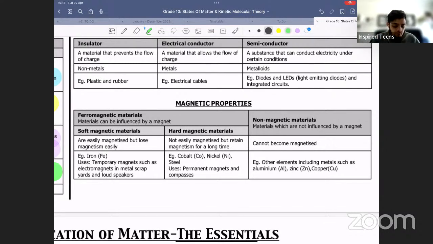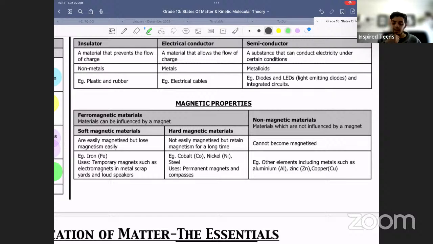Some examples: soft magnetic materials. They are easily magnetized but lose magnetism easily. Example: iron. It uses temporary magnets such as electromagnets in metal scrapyards and loudspeakers. Okay, so soft magnetic materials are easily magnetized but lose magnetism easily.